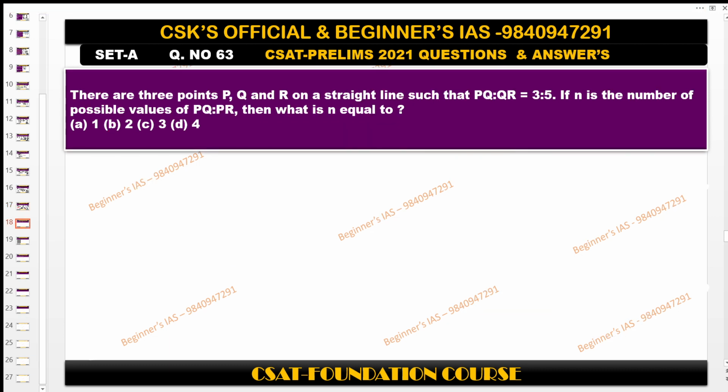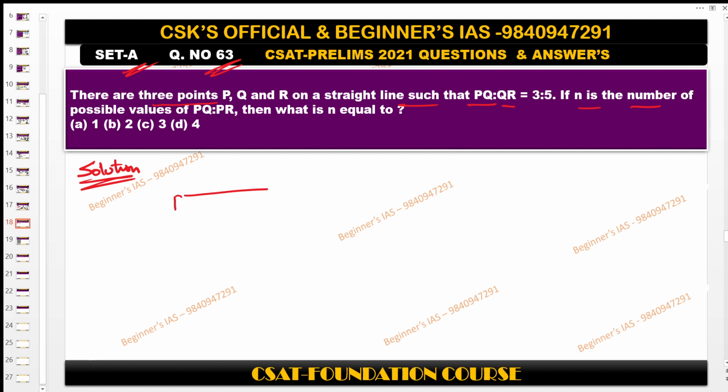The understanding level is very important to solve this question. Simple. Listen. Question number 63 of set A. Now listen carefully. We will further move on with 5 more minutes. There are 3 points P, Q, R in a straight line such that the PQ ratio has been provided as 3:5. If n is the number of possible values for PQ is to RQ, then what is n equal to?